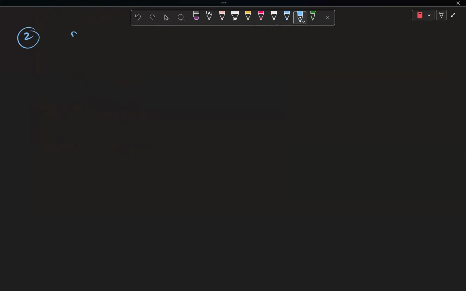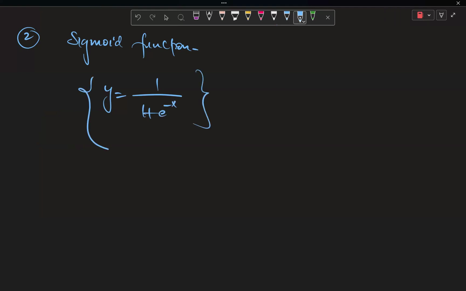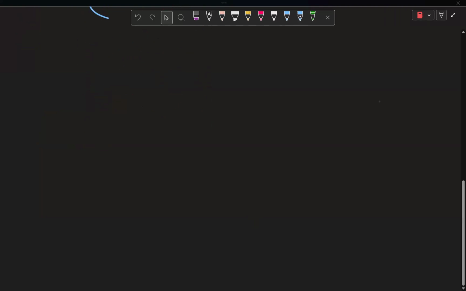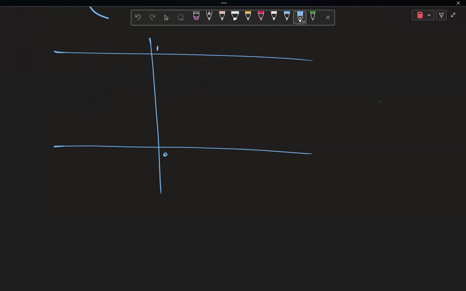Yes. Second is, guys, the sigmoid function. Sigmoid functions you have seen already, right? y equals 1 upon 1 plus e to the power minus x, right? Have you seen this equation, guys? Everyone? In logistic regression class, you have seen these equations already. So here, if I plot the graph, this is 0, this is 1, this is y, this is x. So your graph goes like this.